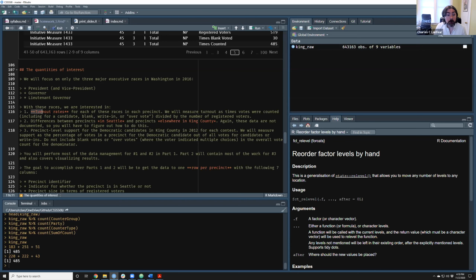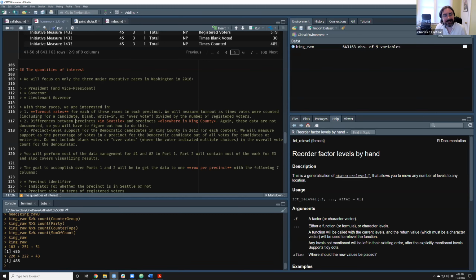We're interested in the turnout rate for each of these races, which we want to calculate as the times votes were counted, whether they are for a candidate, blank, write-in, or overvote, divided by the number of registered voters. So this is the total number basically of ballots received divided by the number of people eligible to send a ballot in. That's how we're going to do turnout. It's not a perfect turnout measure, but it's the way we'll do it here. Because an ideal turnout measure would capture the number of potential voters and then the registered voters and then the actual number of registered voters who cast votes. But this is not a political science class. We're going to be simple about this.